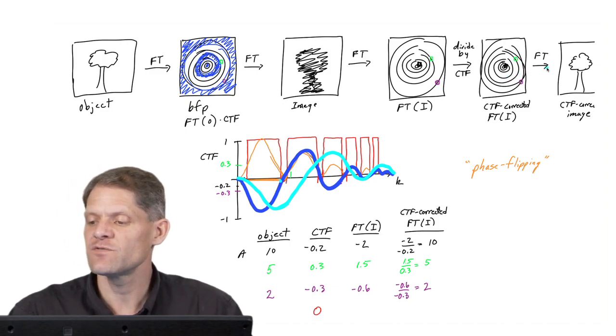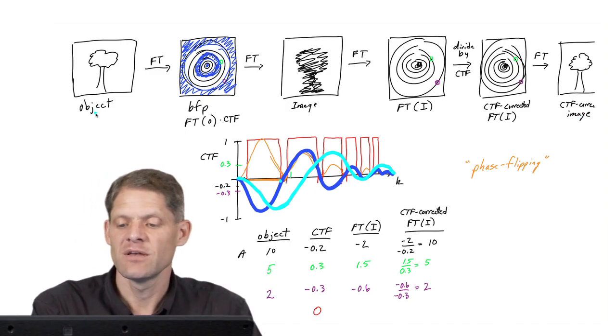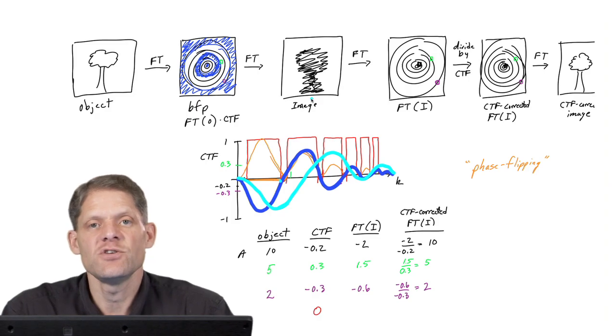And then through an inverse Fourier transform, you recover a CTF corrected image, which is closer to the object than the image that you first recorded.